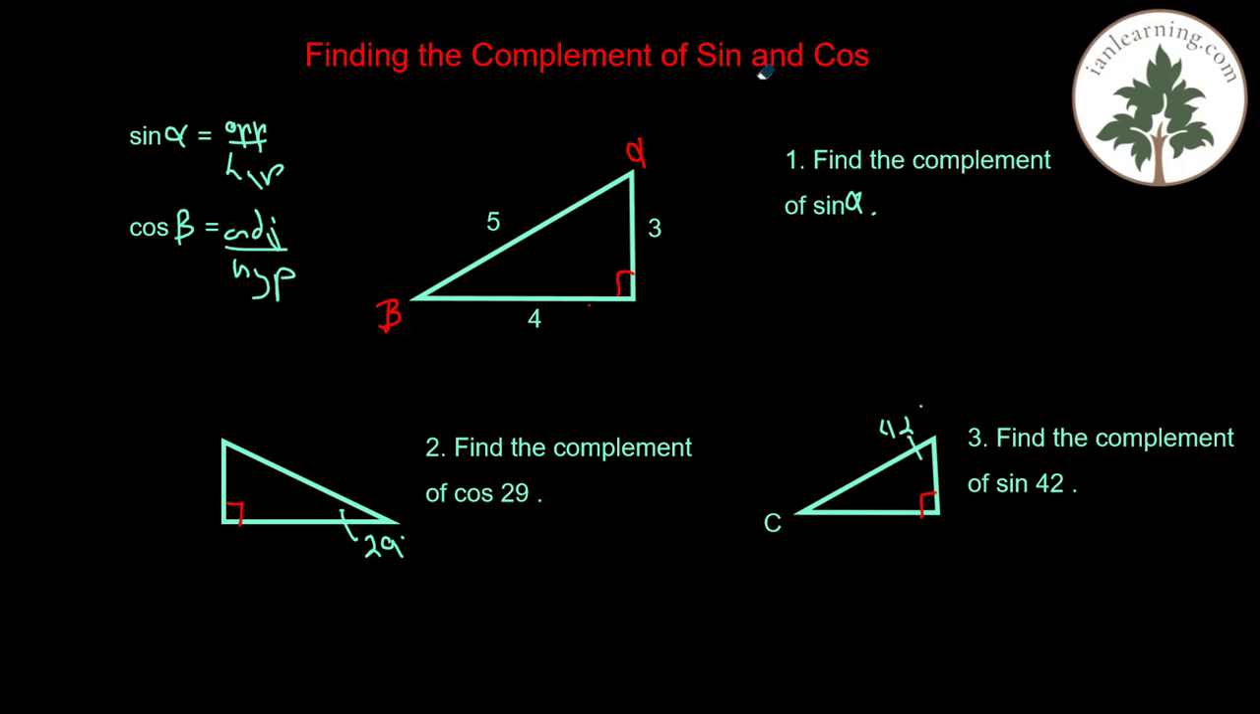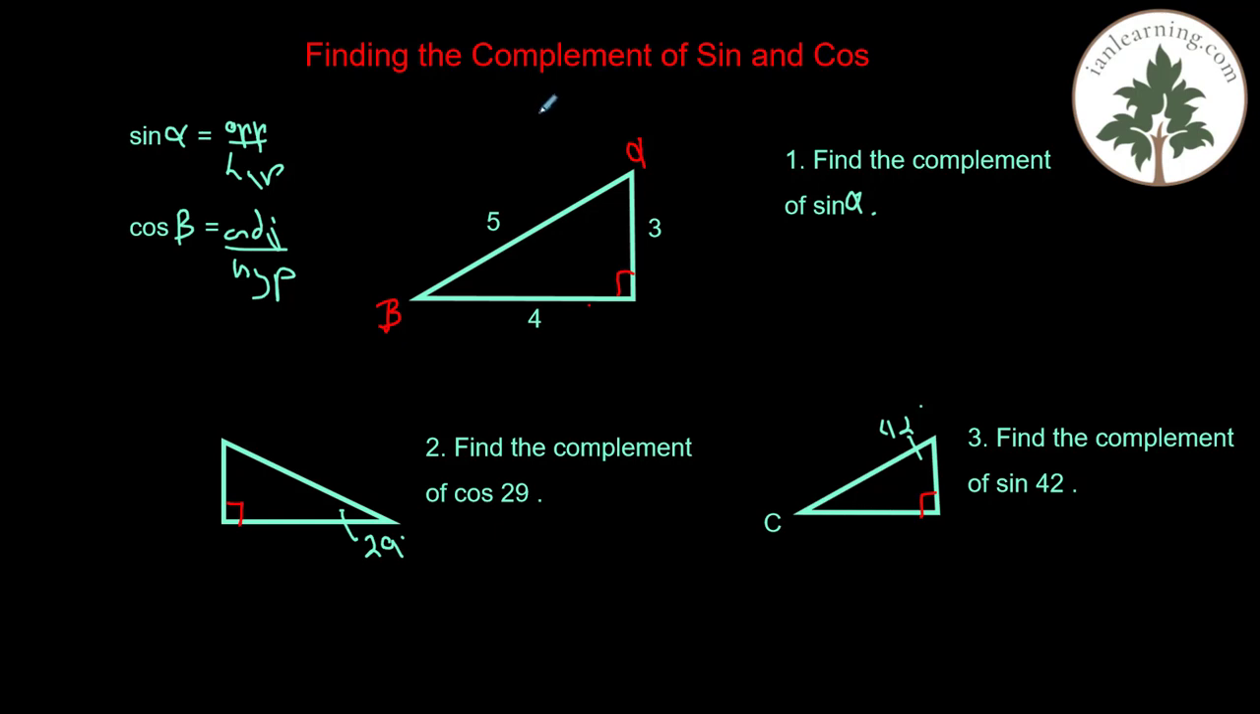Okay, let's find the complement of sine and cosine. First thing I want to do is start off reviewing what supplementary angles are, complementary angles, and acute angles. Supplementary angles are two angles that add up to 180 degrees. Complementary angles are two angles that add up to 90 degrees.